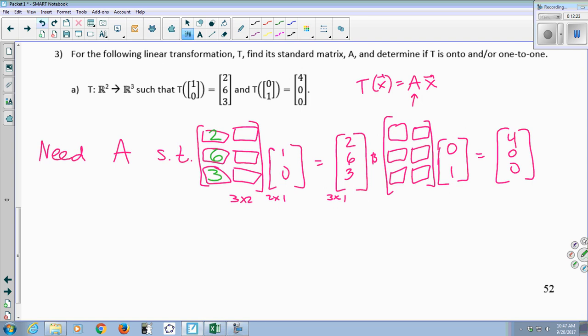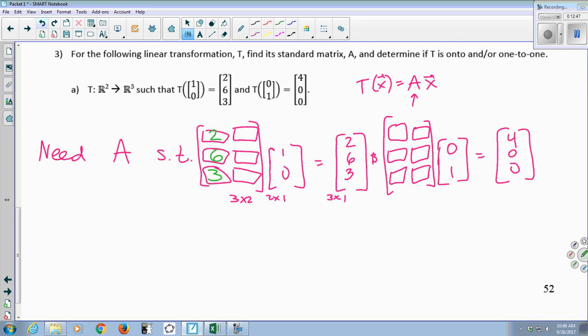And that happened because I was multiplying by 1, 0, which we call E1. It's the first column of the identity matrix in R2, 1, 0. Okay, so that's all I can get from this piece of information. Because of the 0, it doesn't allow me to glean any more information. But go to the other piece of information I have.